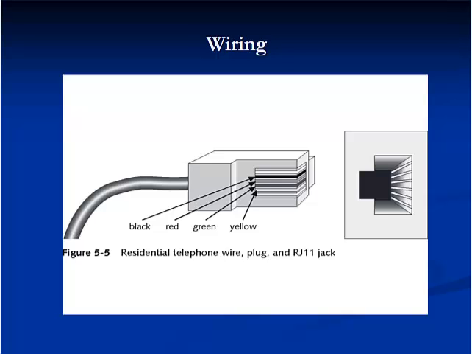The phone line that enters a residence usually contains at least four wires, or two pairs of wires. The first pair is green and red. Green is the tip and red is the ring. The second pair is black and yellow. Black is the tip and yellow is the ring.